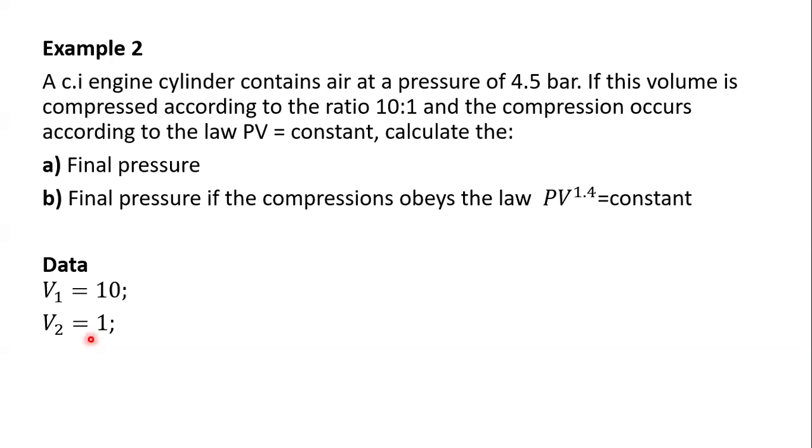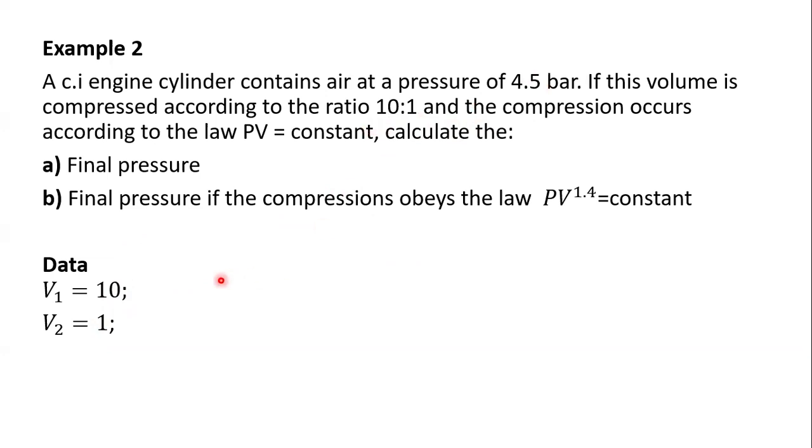Or you start by saying V1 over V2 is 10 over 1, so that you just cross multiply and proceed. It's basically the same thing. Then we don't forget, we've already been given the pressure here. This pressure that we've been provided with is 4.5 bar.